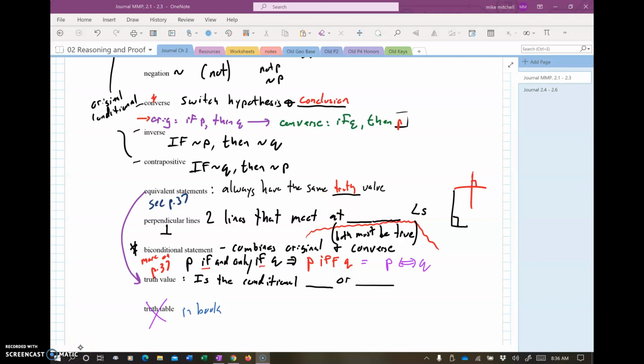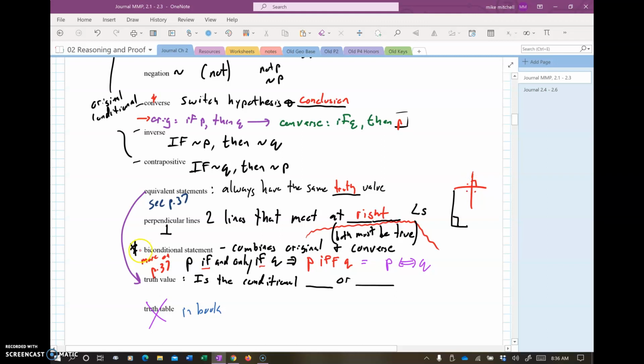Perpendicular lines, two lines that meet at right angles. You guys knew that one. This is our symbol over here for those. Remember the one in the red here? If you get the right angle here, you've got right angles in those spots also.